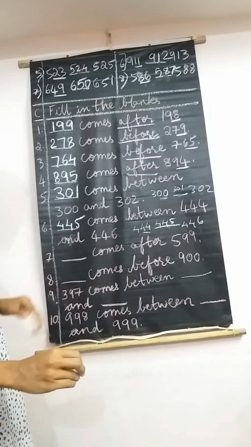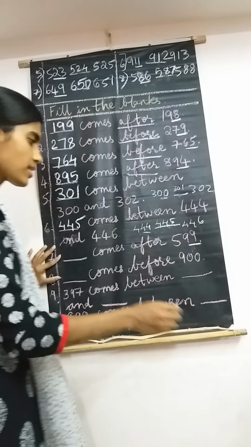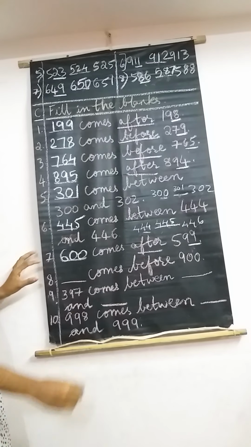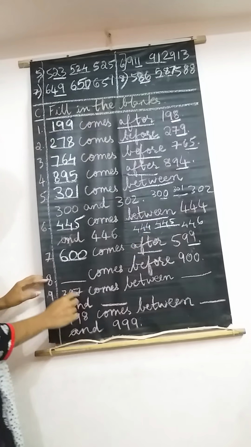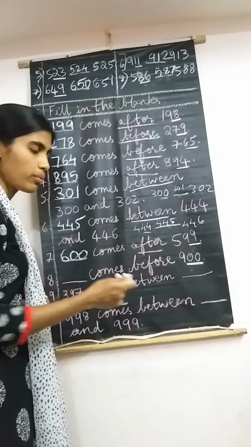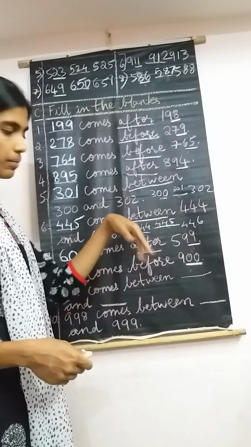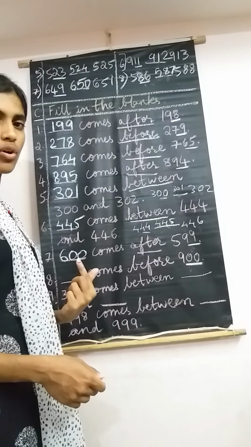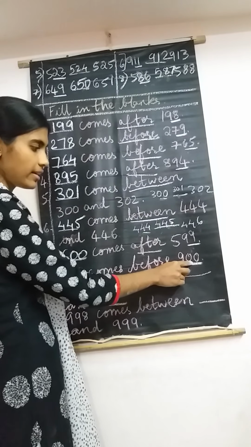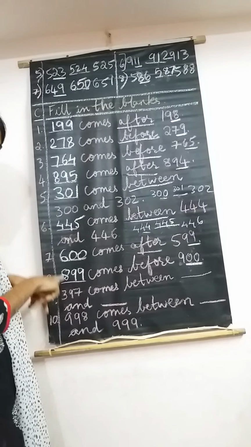Dash comes after 599. So what comes after 99? 100. So what comes after 500? 600. So our answer is 600. They have asked after, children. Now, dash comes before 900. 900 before means double zero. That is 900. Before 900 is what? 899. This is 100. One addition here will become 900. So before that what was there? 899. Okay.